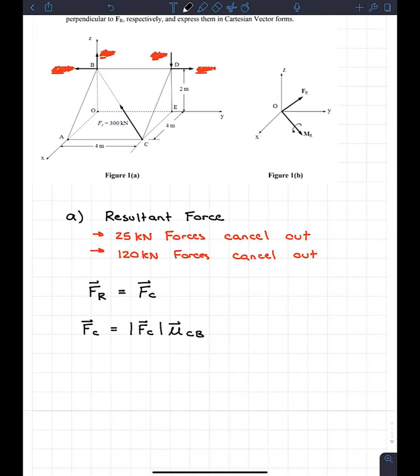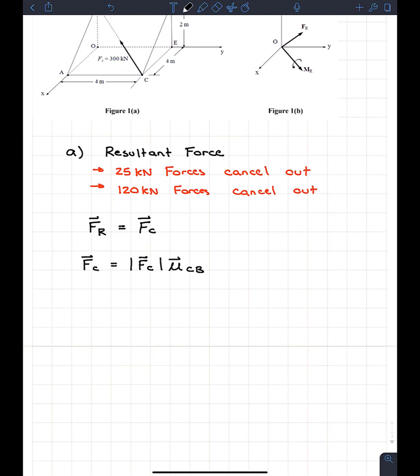The second case, which is more common, would be coordinate direction angles, that's alpha, beta, and gamma. We look at this question, we don't have alpha, beta, gamma. However, we have the third case, which is coordinate points. Remember, we can find the unit vector if we know the position vector between those 2 points. So the position vector, RCB, we can find if we take the coordinates of B and subtract the coordinates at C.